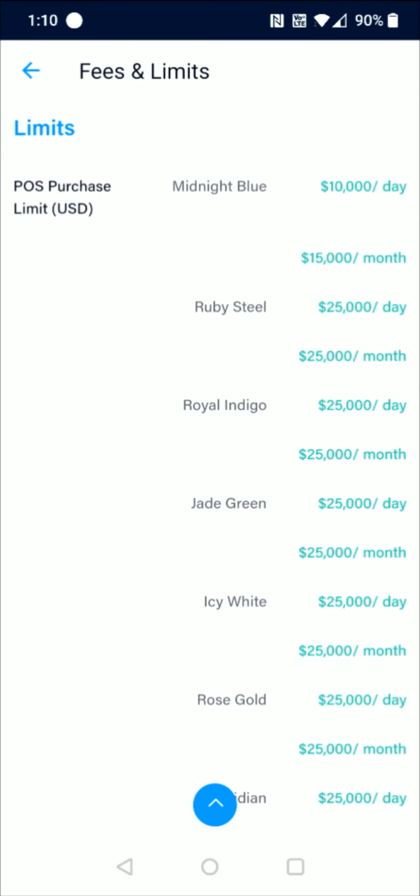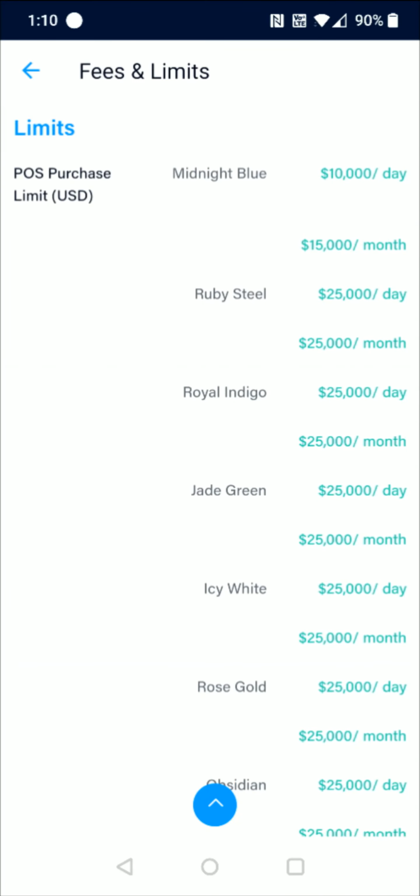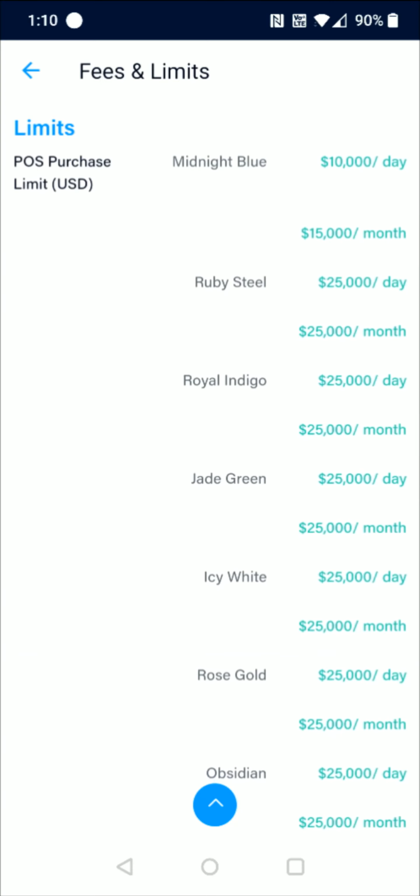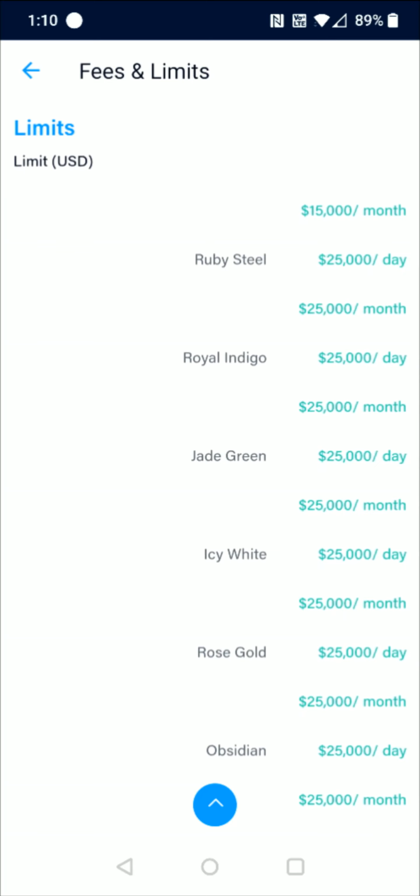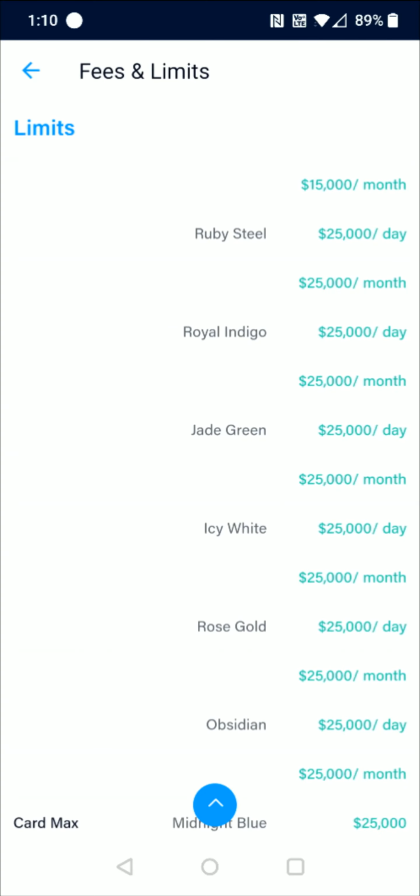And scrolling down in the US card limit area, I can see the point of sale purchase limit for US dollars is at $25,000 a day and also $25,000 a month. So if I wanted to buy a new car, for instance, that was above $25,000, I wouldn't be able to do that in this instance because that would be above the limit. So that's where I was able to find some helpful information the other day.